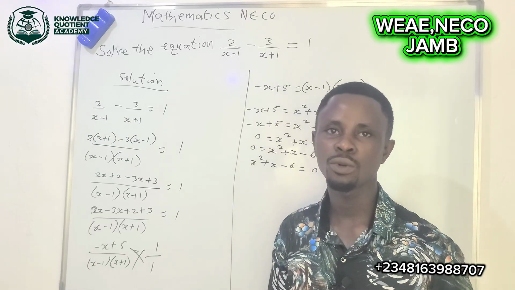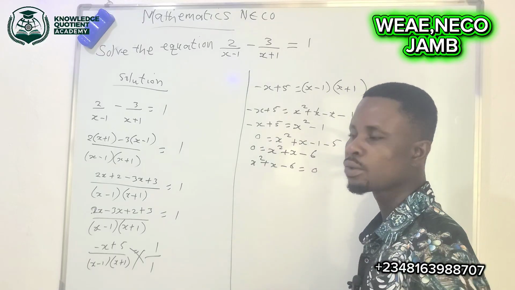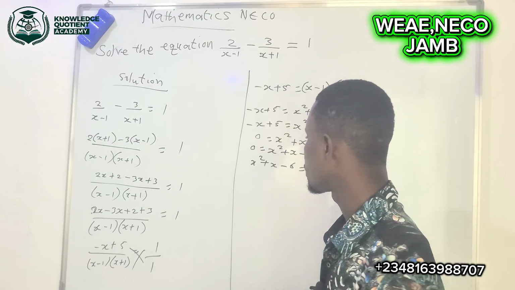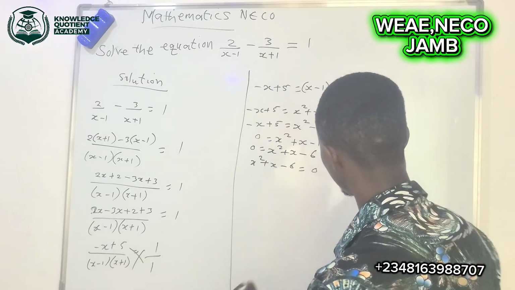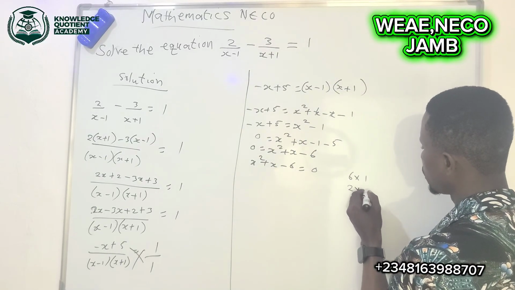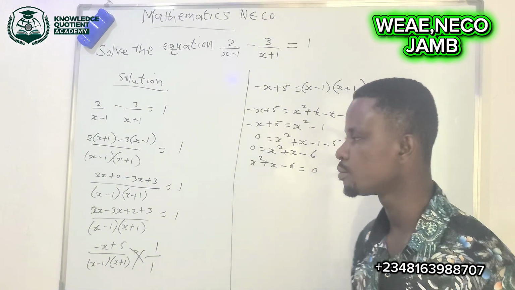So I now have a quadratic equation. I can now simplify this. I will look for the two factors that when I multiply together, it will give me minus 6, but when I add them, it will give me plus 1. So I will first of all write all the factors of 6: 6 times 1, and we have 2 times 3. So if I'm to simplify this now, I can use 2 and 3.